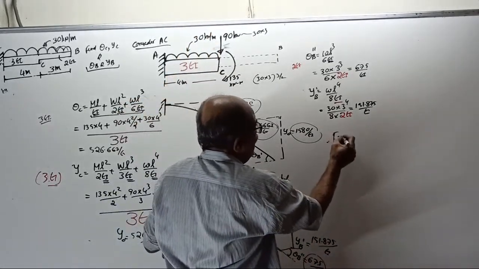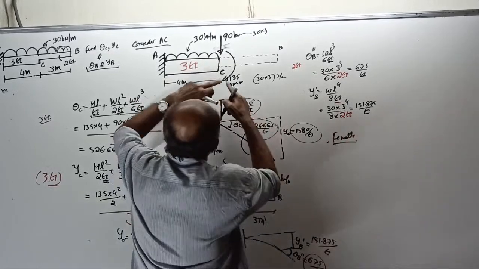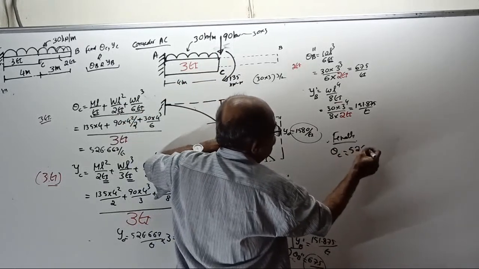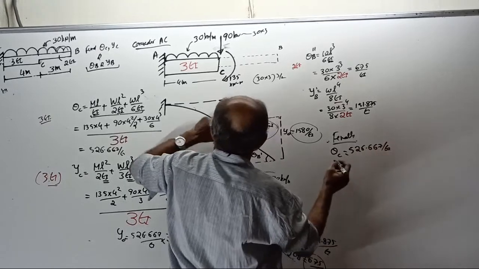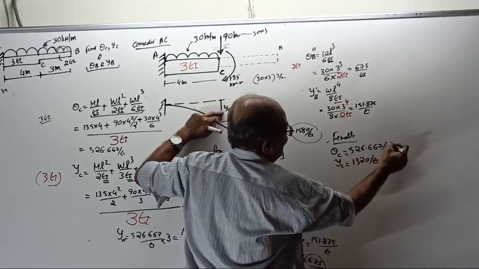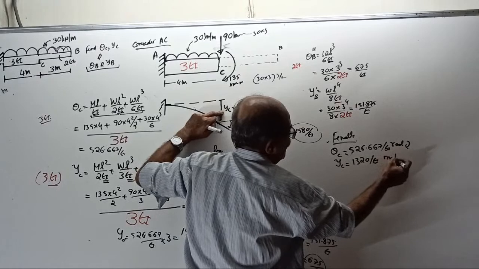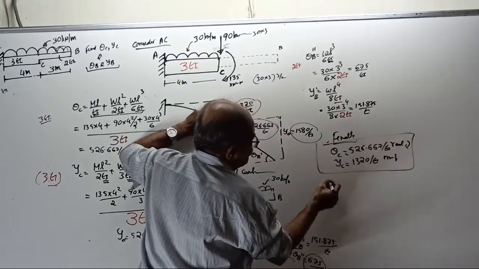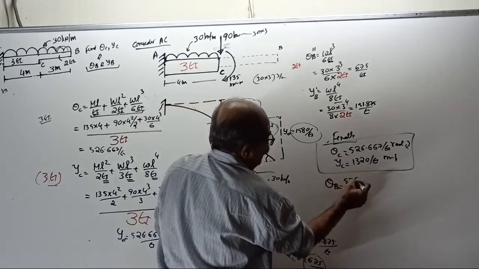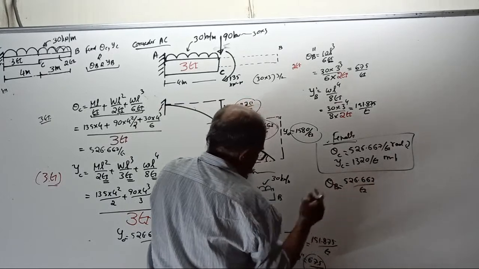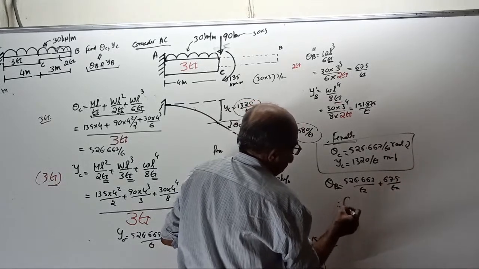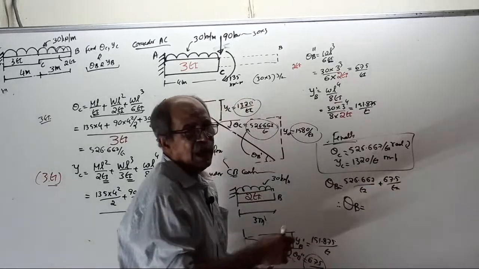Therefore, finally, theta C is what you got here, 526.667 by EI, and deflection at C is 1320 by EI, this much radian clockwise, meter down. This is the C answer. And slope at B: already there is a slope of 526.667 by EI here, plus the extra slope of 67.5 by EI. Tell me the final slope at B. Add those two.